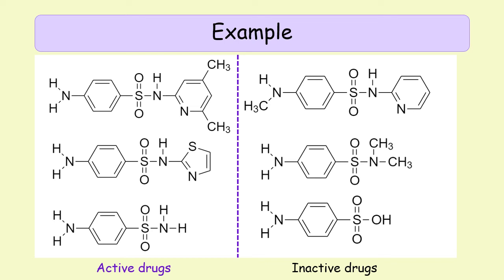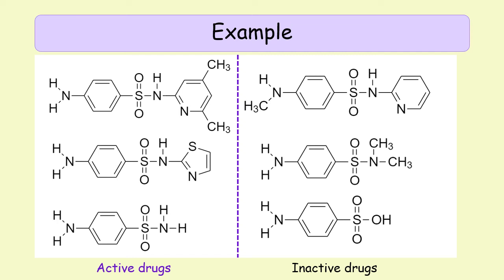If we look at the molecules on the left, we can see they all have an NH2 group at the left-hand side. They then have that benzene ring, they have an SO2, and they have an NH, and then they have something else bonded on the right-hand side. All 3 of those molecules on the left have a right-hand part that is different, but we know that they're all still active. So what that means is the thing on the right end of the molecule isn't important. It's not involved in binding.